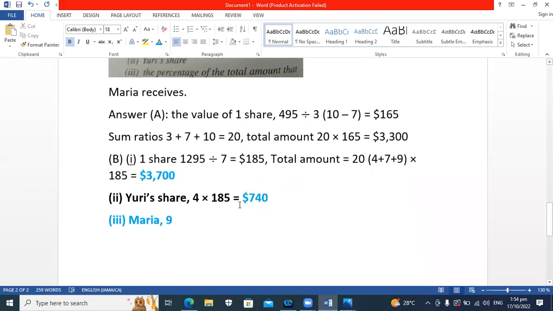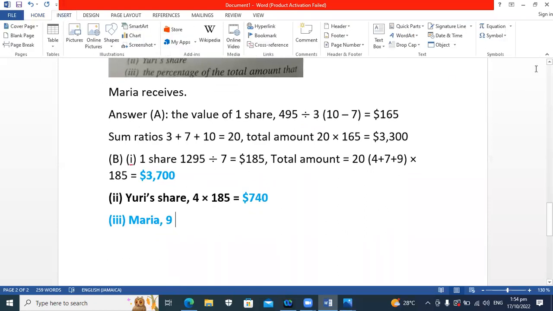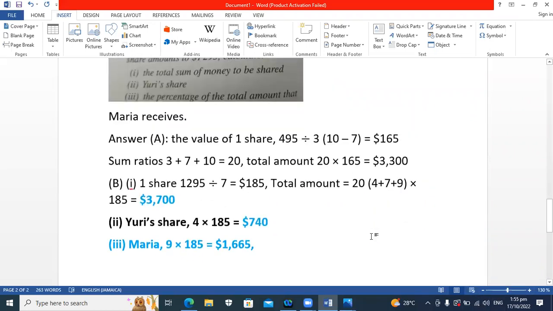Oh, I think a mistake was there. So it will be 9. Yeah, Maria will be 9, right? Yes, sir. By 185. All right. So Maria is 9 times 185. What's 9 times 185? 1,665. Yes. All right. So the question says, what is the percentage of the total amount that Maria received?